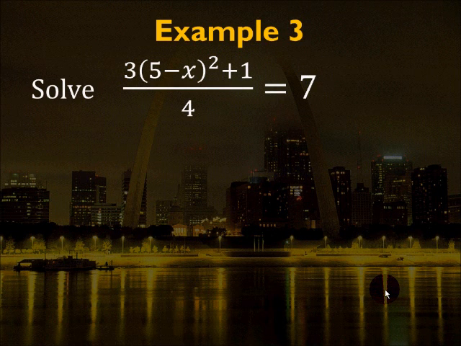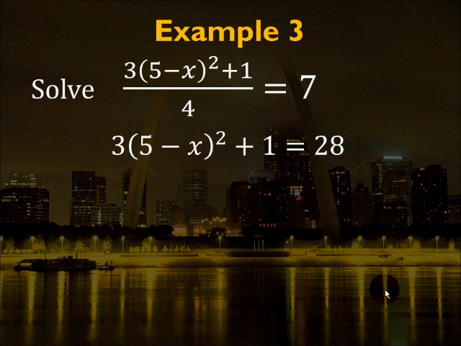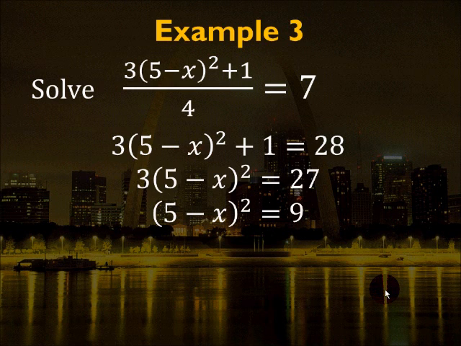Alright, number 3. You have that expression. Go ahead and try to solve this one yourself. The goal is to get the 5 minus x quantity squared on one side all by itself. Move everything else to the right. Alright, so the first thing I did was multiply both sides by 4. 3 times 5 minus x quantity squared plus 1 equals 28. Subtract 1 from both sides and divide both sides by 3. You get 5 minus x quantity squared equals 9.